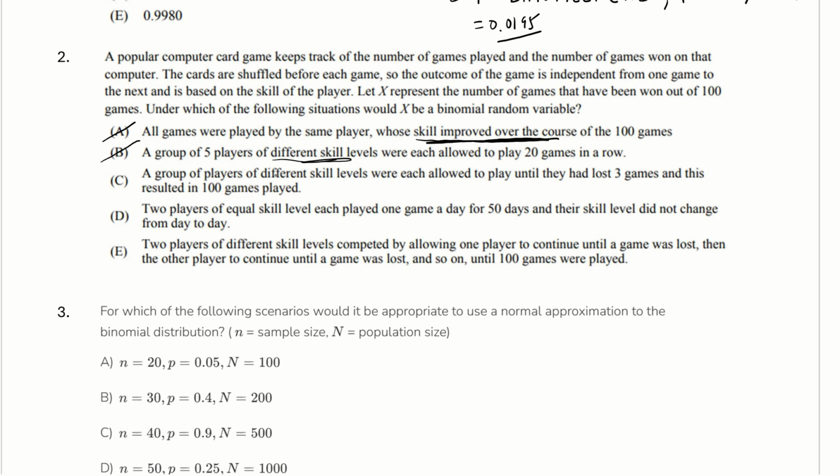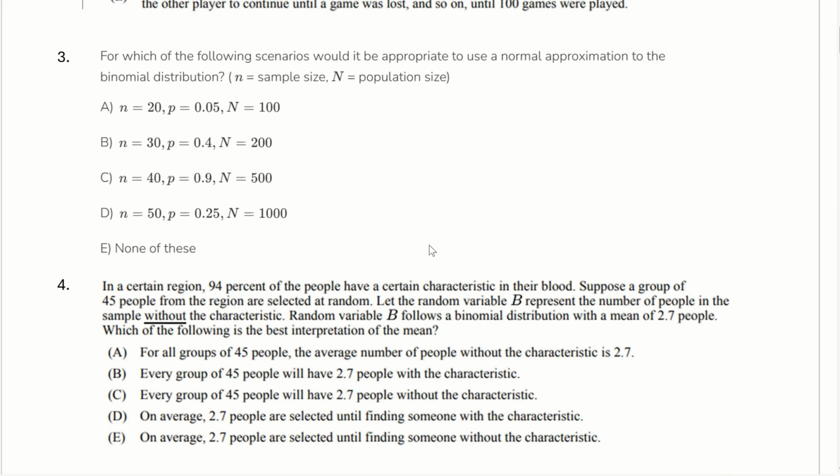C: a group of players of different skill levels were each allowed to play until they had lost 3 games, and this resulted in 100 games. Again, allowed to play until, so that means the number of trials is not the same, and they have different skill levels. D: 2 players of equal skill level played 1 game a day for 50 days, and their skill level did not change from day to day. That would make it a binomial situation, or at least it approximates binomial.